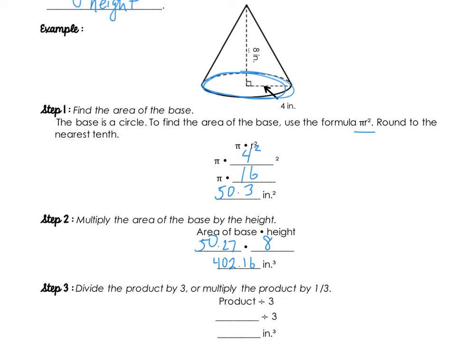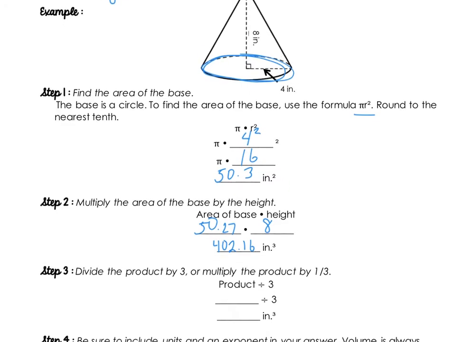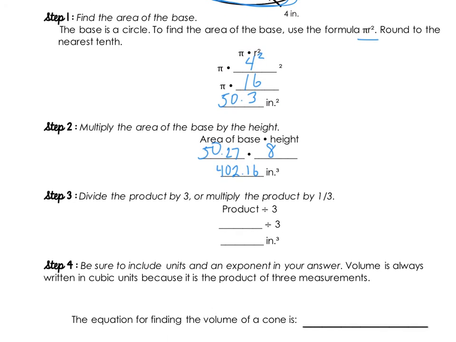And this is where we would stop for a cylinder. We've got one extra step, and that's right here. And that's to divide that product by 3. Or the same thing, dividing by 3 is the same as multiplying by 1/3. Makes no difference what we do. So we can take that 402.16, divide it by 3, or multiply by 1/3.